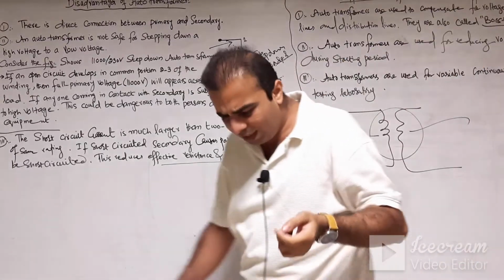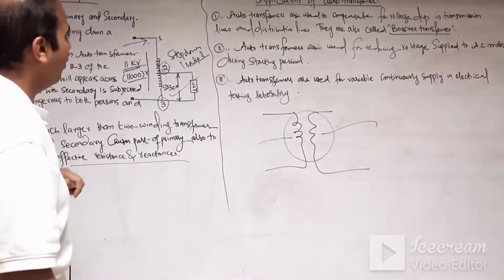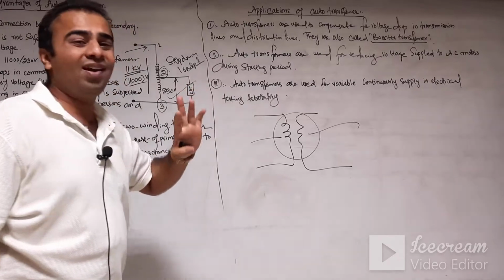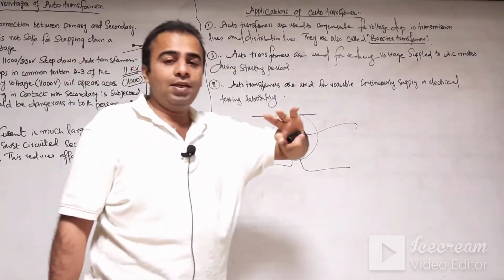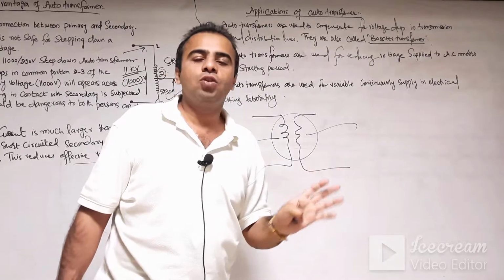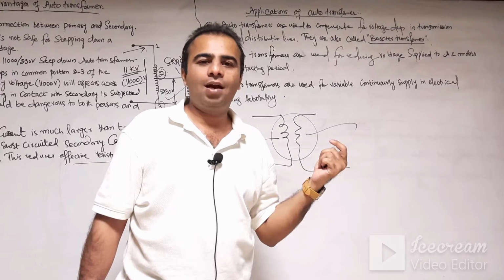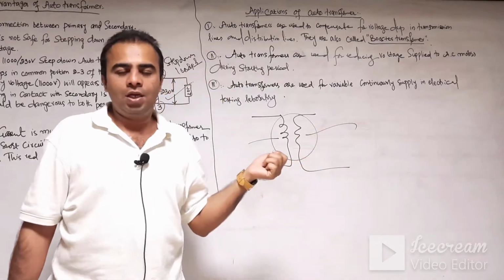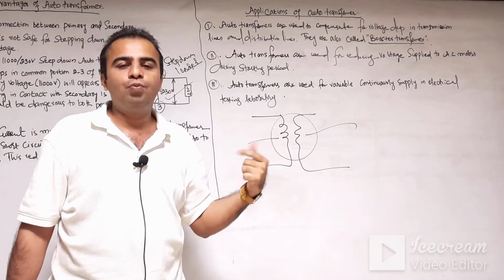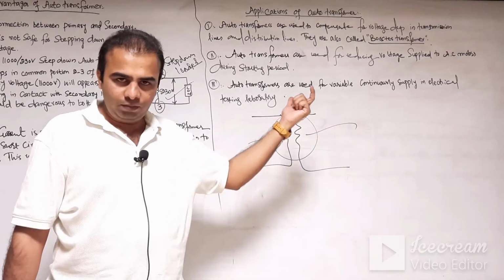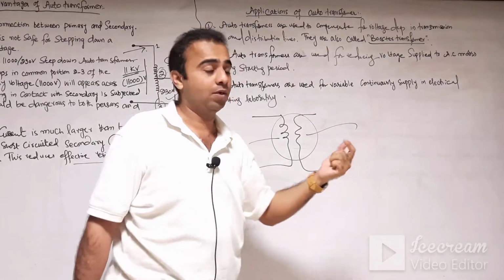Now let's discuss the applications of the auto transformer. Number one is that auto transformers are used to compensate the voltage drop in the transmission and the distribution line, so they are also called booster transformers. Transformers are also used for the compensation of voltages in the distribution and the transmission systems. To boost the voltage where it is required, that is called a booster transformer.